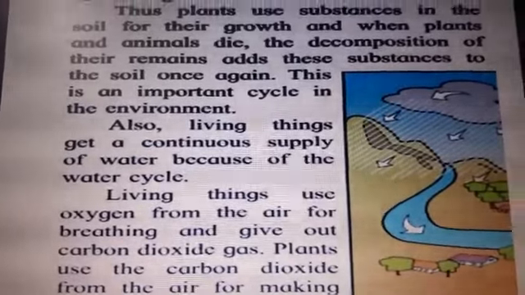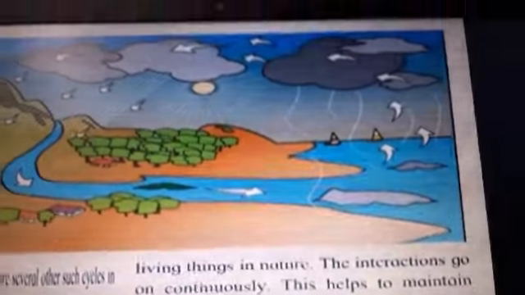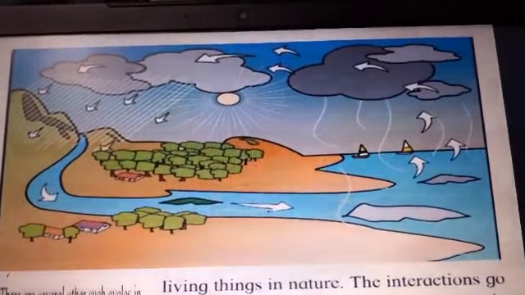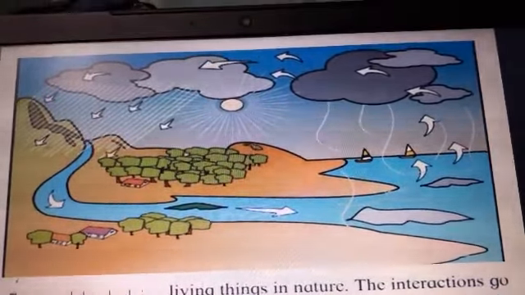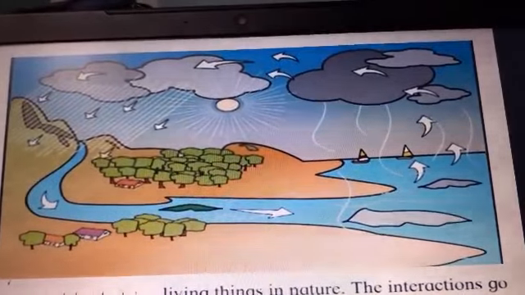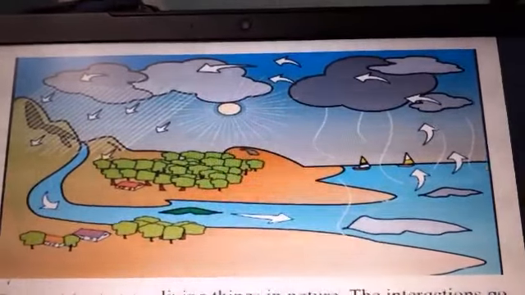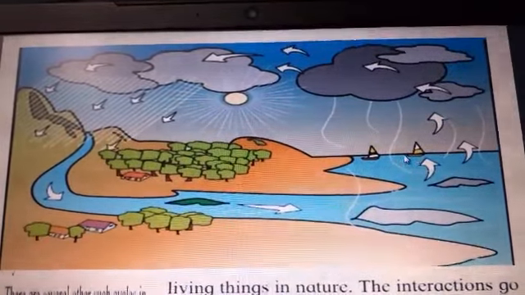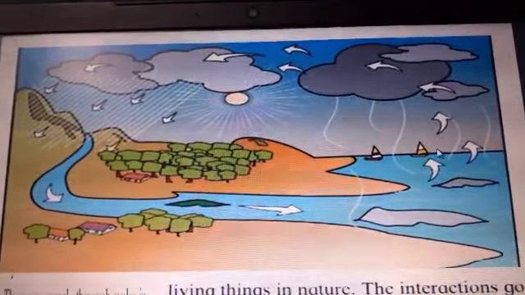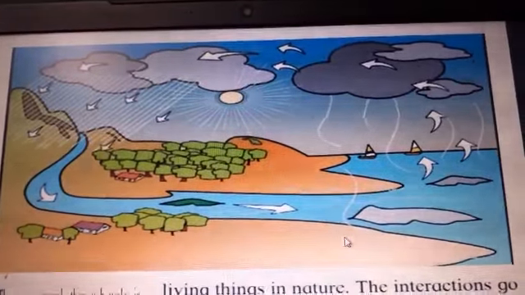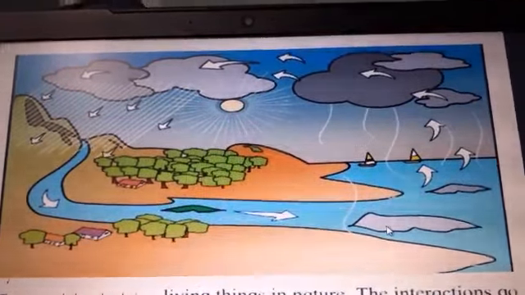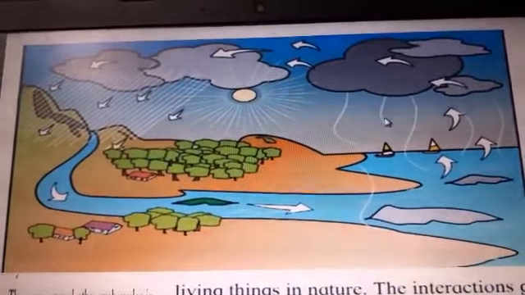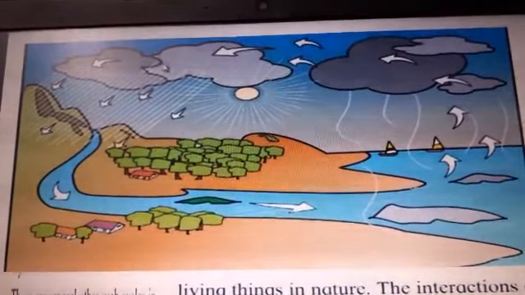Also living things get a continuous supply of water because of the water supply. How do we get the water supply? From the nature. You can see here now, a river is flowing, the houses are nearby, then you can see the river is meeting the sea. This is the big sea, you can see here, this is the river flowing and here is the sea, the boats are sailing. You can see the water evaporates from the land surface everywhere, lithosphere, hydrosphere, cloud formation takes place. You can see these vapors, cloud formation takes place.